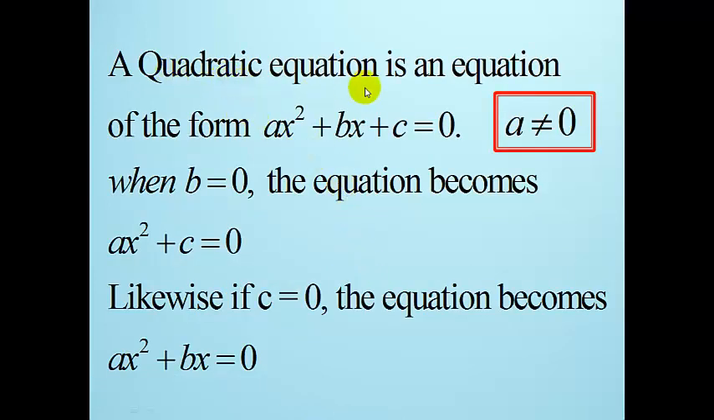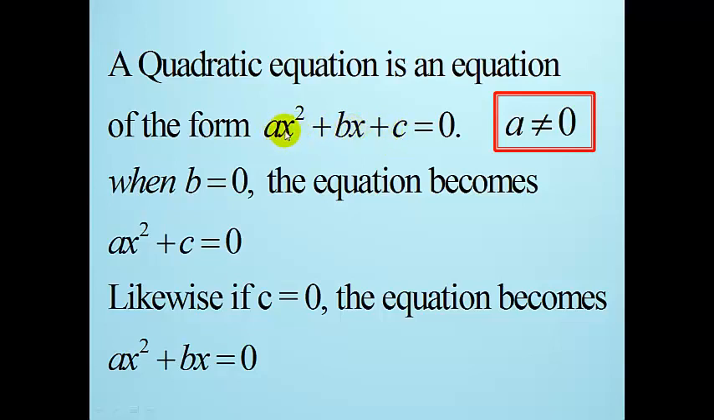A quadratic equation is an equation of the form ax squared plus bx plus c is equal to 0, where a is not equal to 0. Take note that a is the coefficient of the square term, b is the coefficient of x, and c is the constant of the quadratic equation.